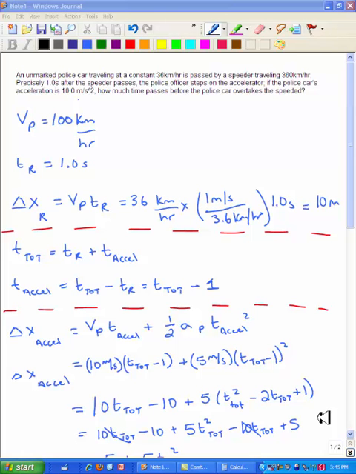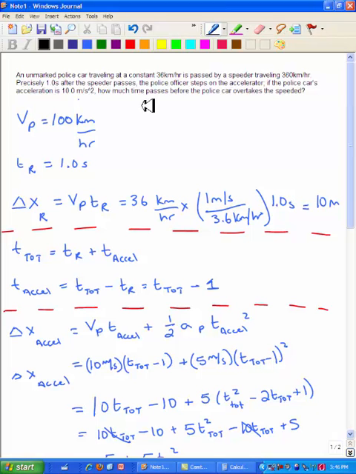Alright, this is in reference to the above problem. It says an unmarked police car traveling at a constant 36 kilometers per hour is passed by a speeder traveling 360 kilometers per hour. Precisely 1 second after the speeder passes, the police officer steps on the accelerator. If the police car's acceleration is 10 meters per second squared, how much time passes before the police car overtakes the speeder? So, let's make sure we understand the problem graphically.